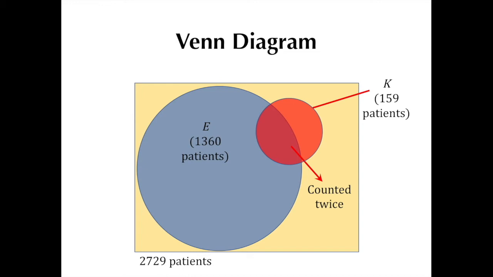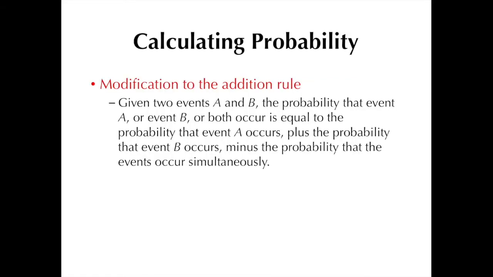the addition rule formula. We must now devise a way to modify this addition rule so that the overlap or the intersection is not counted twice, like so. This then would be that modification to the addition rule. Given two events A and B, the probability that event A or event B or both occur is equal to the probability that event A occurs plus the probability that event B occurs minus the probability that the events occur simultaneously.